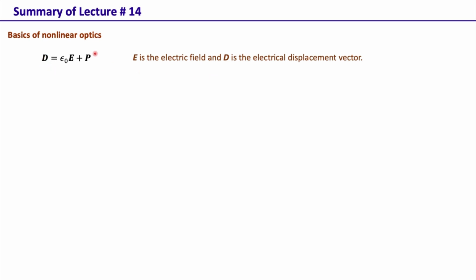Before we get into that, let's look at what we did in lecture number 14. In lecture number 14, we looked at the basics of nonlinear optics, and we looked at the concept of polarization, which is connected to the electric displacement through this expression. Here D = epsilon naught E + P, where E is the electric field, D is the electric displacement vector, epsilon naught is the vacuum permittivity, and P is the polarization, which is the dipole moment per unit volume.